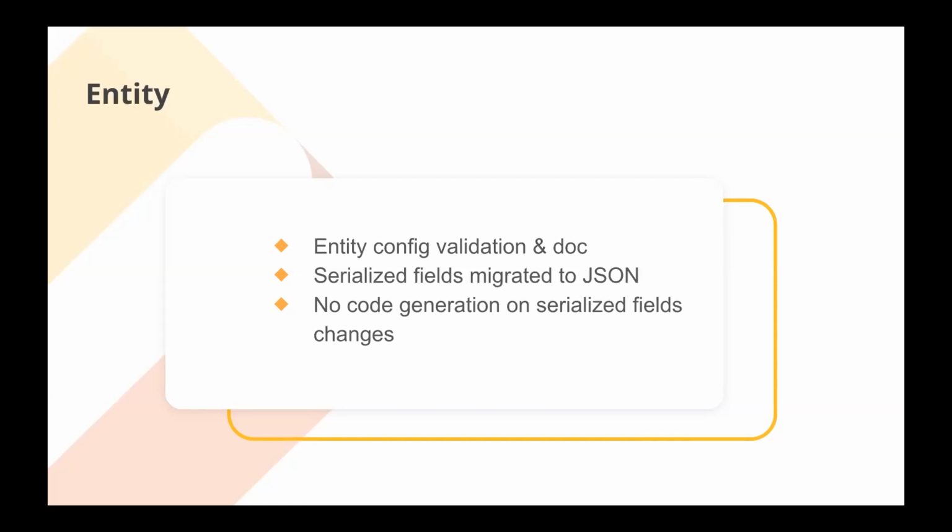Also, we finally changed the storage type for the serialized fields. So as you know, serialized fields were stored in the database in a separate column in a PHP serialized array that was encoded with base 64. Now it's just plain JSON, and it's JSONB in Postgres.